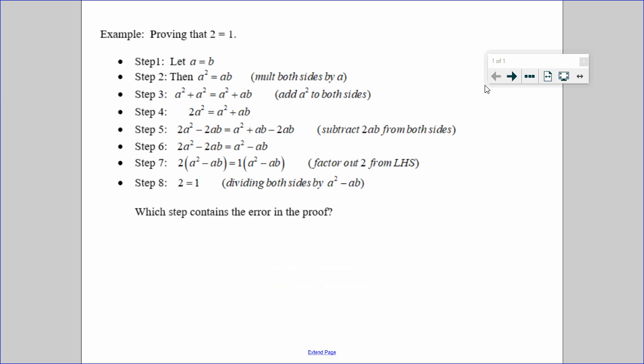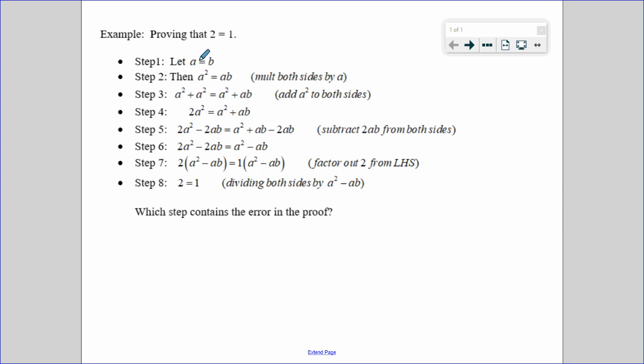In this topic, we'll be looking at proofs that are not valid. So if we were to look at the let sentence at the beginning, we're saying that the variable A is going to equal variable B. And if we start doing some operations on both sides to change the way the setup is looking, we should get a true statement at the end. But let's just have a look at what's going on here.